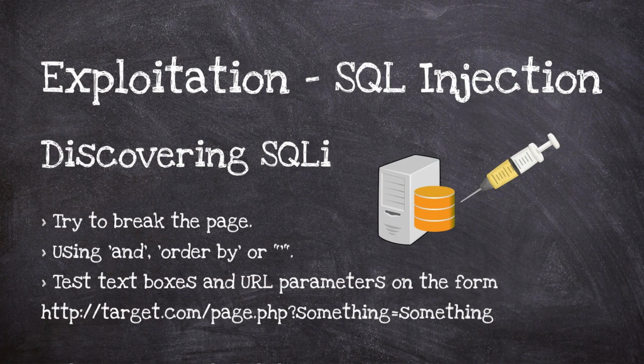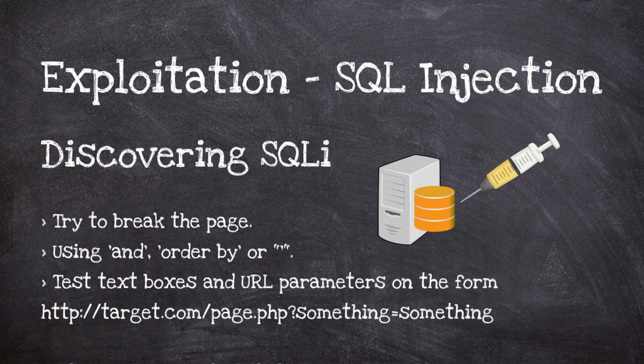Discovering SQL injections in POST. To try and discover SQL injections, you need to browse through your target and try to break each page. Whenever you see a text box or a parameter on a form, for example page.php?something=something, try to inject there. Try a single quote, or an ORDER BY statement, to break the page and make it look different.